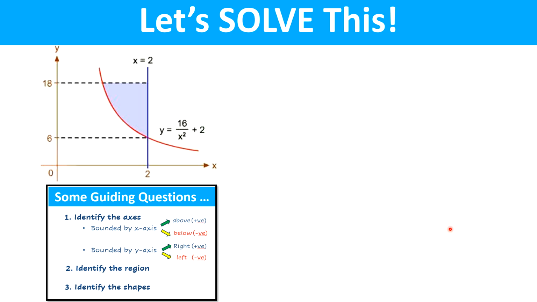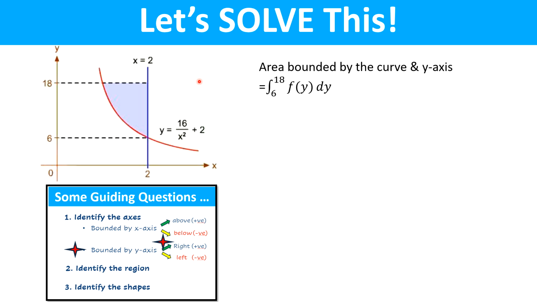The very first question is to identify the axis. Is it bounded by the x-axis or is it bounded by the y-axis? I think it is quite clear it is bounded by the y-axis. And over here, we can also see that the area is on the right-hand side of the y-axis. So using this, forming the definite integral is easy. It is integrate from 6 to 18, the function with respect to y, which is dy.